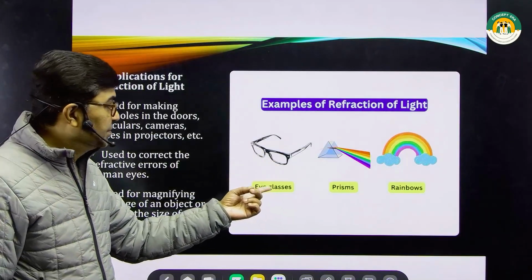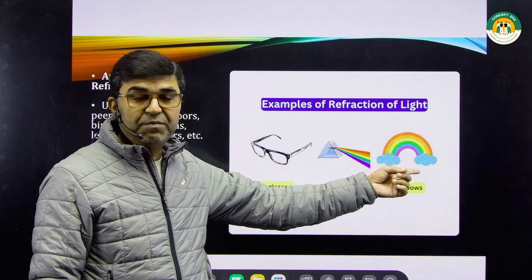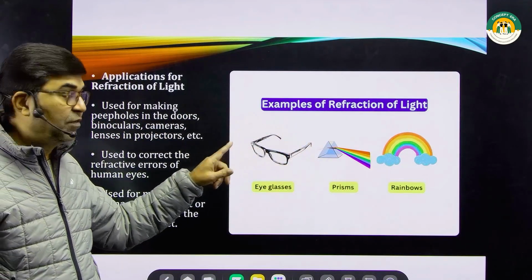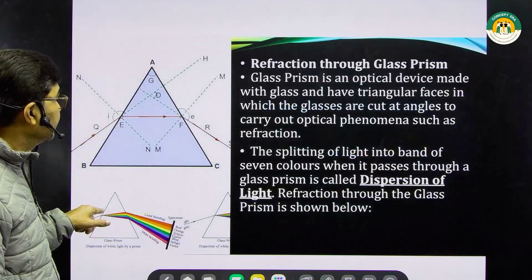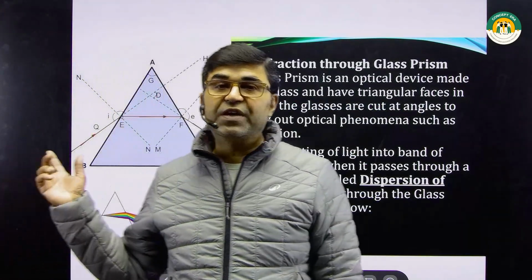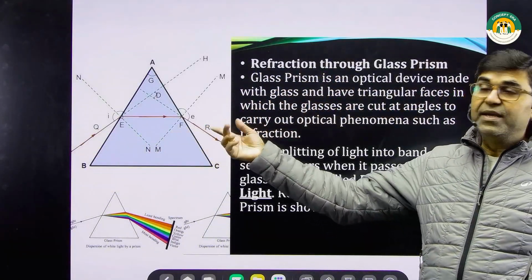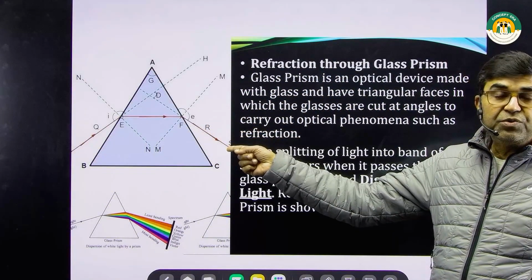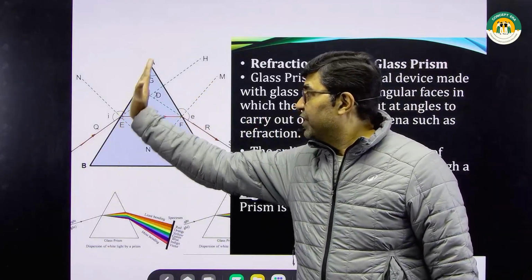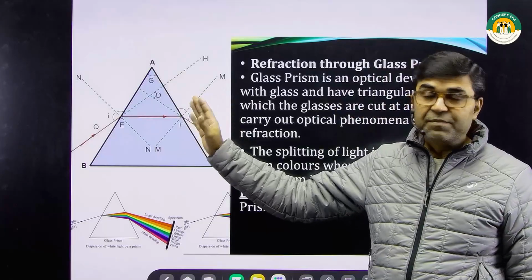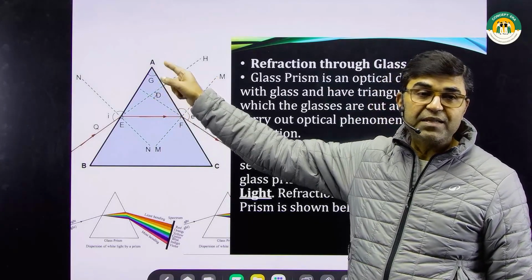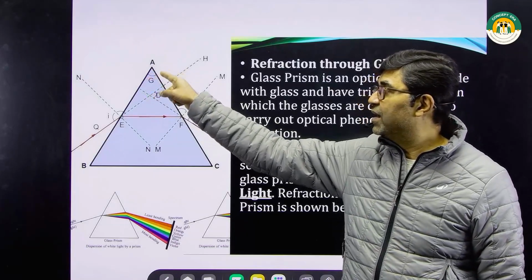Eyeglasses, spectacles, prisms, formation of rainbow, in all these phenomena, refraction is involved. Now, refraction through a prism. First we did refraction through a glass slab. In the case of a glass slab, the refracting surfaces were parallel to each other, but in case of a prism, they are not parallel, they are inclined at a certain angle to each other, and this angle is known as the angle of the prism.